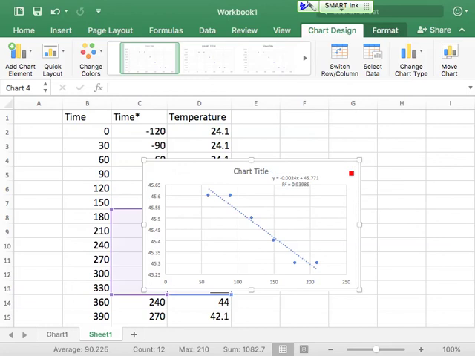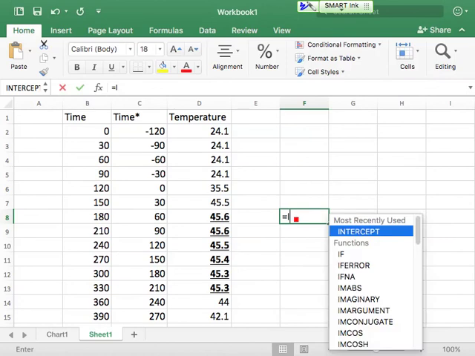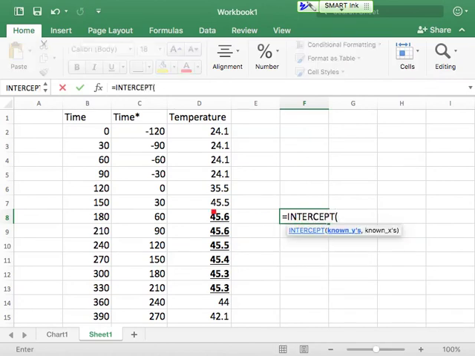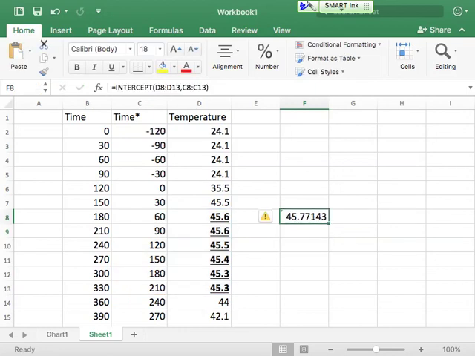If you don't want to do it with the graph, you don't have to. Excel has a really neat feature called the intercept function, and that intercept function allows us to select a number of y points and x points. Again, we're only going to select the points that we want to extrapolate backwards, and this gets us our y-intercept at that mixing time here, 120 seconds, or our scaled mixing time of 0 seconds.